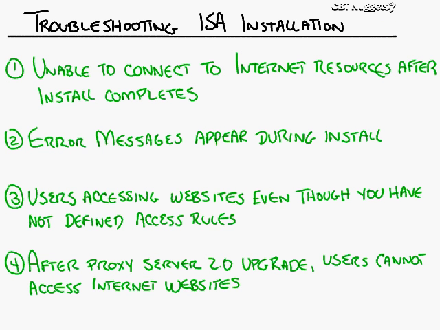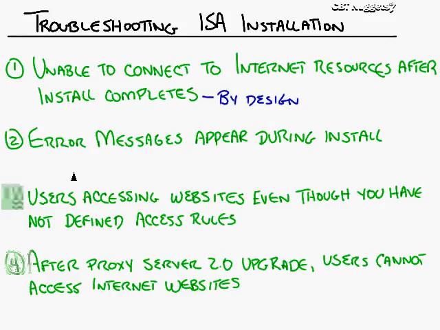Finally, what to do if something goes wrong. Troubleshooting your ISA Server installation. The number one biggest complaint that I've heard is administrators and users complaining that they cannot connect to internet resources after the ISA install completes. Again, this one is by design. ISA Server goes against the default Windows 2000 full control for everyone, allow all, and it locks it down. It says, I'm not allowing anybody to access anything until the administrator tells me so, and that's a good thing.